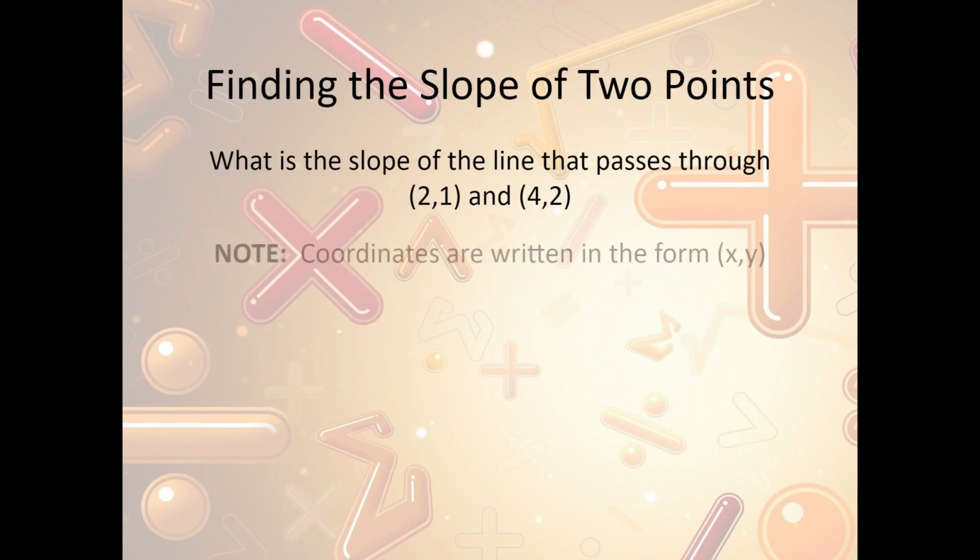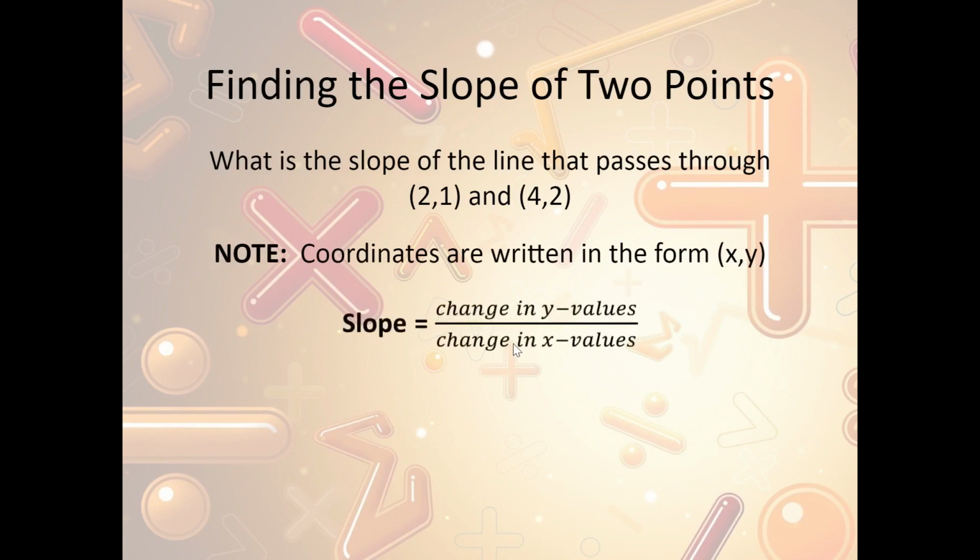Now, what if I'm given 2 points and asked to find the slope? Well, first thing we need to remember is that coordinates are written in the form x and y, right? So the x goes first and the y goes second. And that slope is the change in the y over the change in the x. So what we're going to do is take these points and subtract the y values and put that as my numerator, and subtract the x values and put that as my denominator.